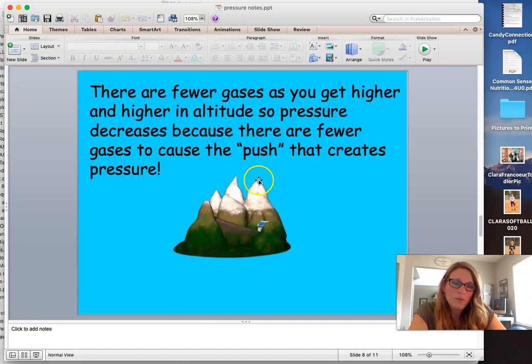The higher that you go up a mountain, the fewer gases that you have, and so pressure decreases. The air pressure around you on a mountain decreases, and that's what causes that push feeling that we get when you're going up the mountain. What you normally have to do is just swallow. They say chew gum because it moves the parts of your jaw around here.